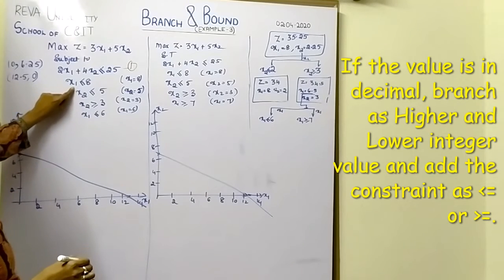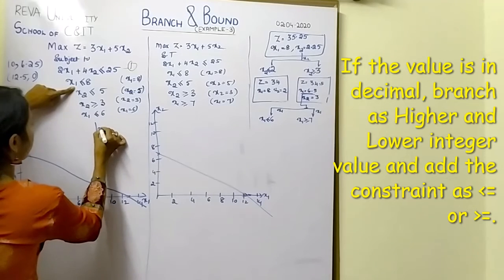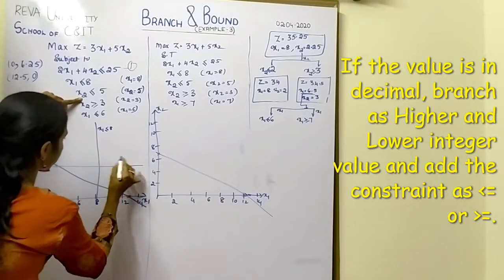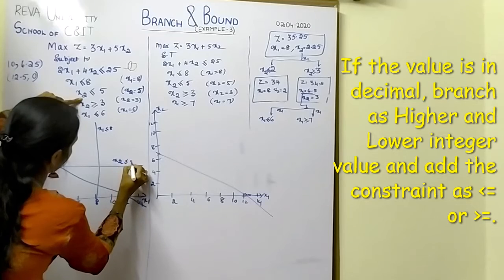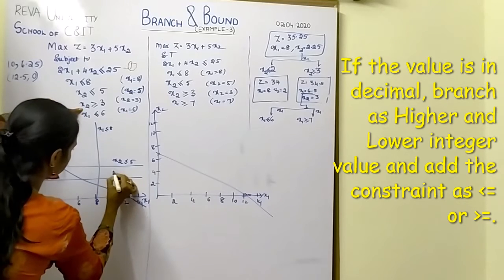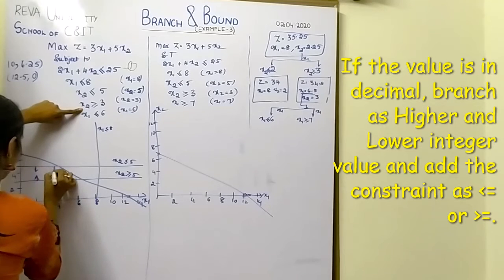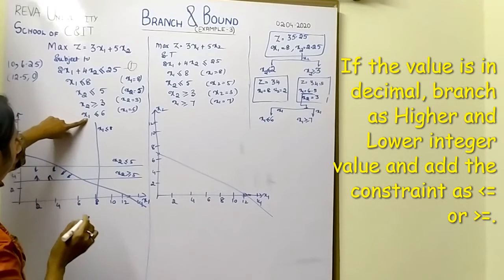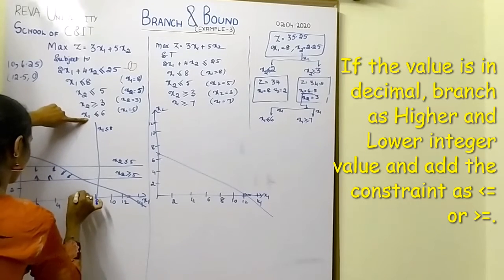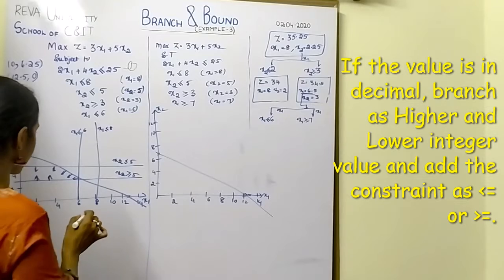Now start from here. x1 is equal to 8, x2 is equal to 5. So x2 is less than or equal to 5, x2 is greater than or equal to 3. Again our direction goes like this. Again x1 is less than or equal to 6. One more constraint, it should be less than or equal to 6.